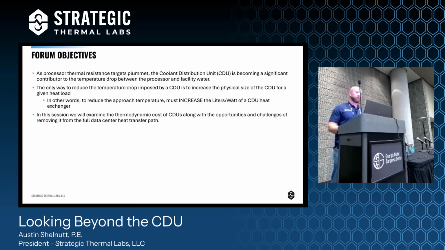So real quick, the objectives of this talk at a high level. As processor thermal resistance targets plummet, the CDU is becoming a significant contributor to the temperature drop between the processor and the facility water. I think most people are starting to see that. We see a demand for ever decreasing approach temperatures on CDUs for that very reason. The only way to reduce the temperature drop imposed by a coolant distribution unit is to increase the physical size of the CDU for a given heat load. In other words, to reduce the approach temperature, we must increase the liters per watt of the CDU heat exchanger. I think that stands to reason.